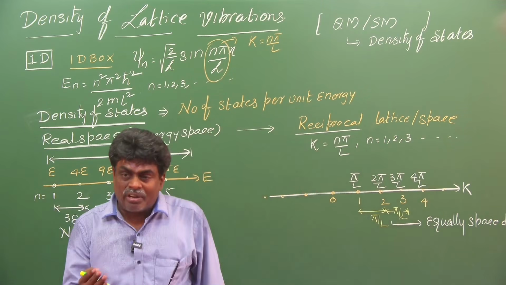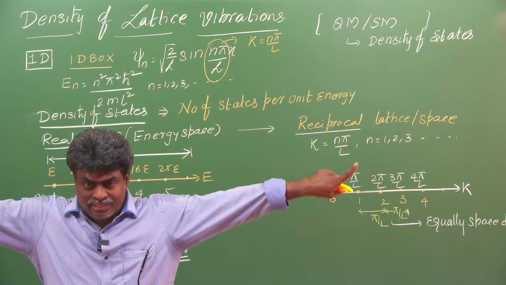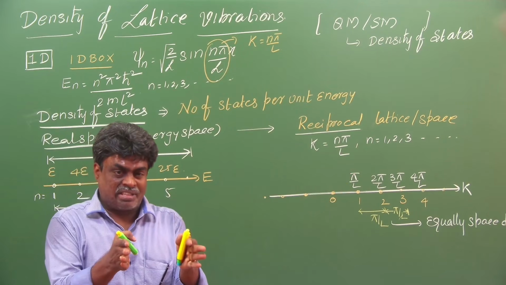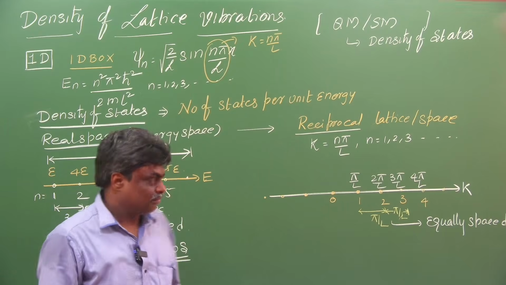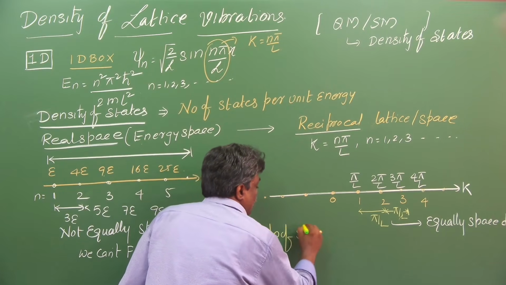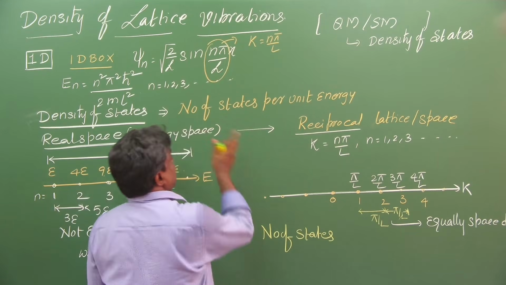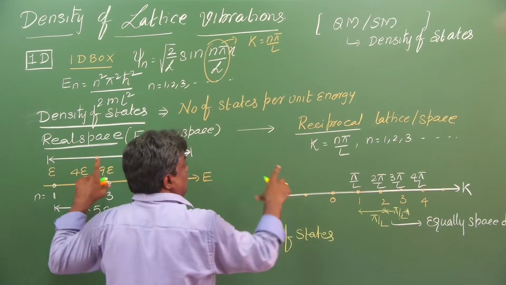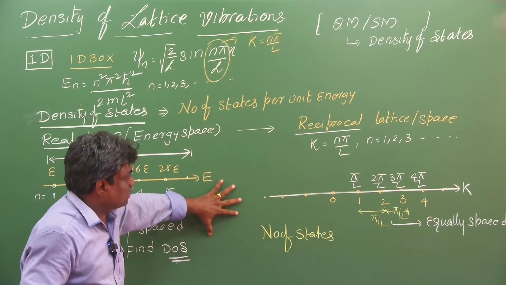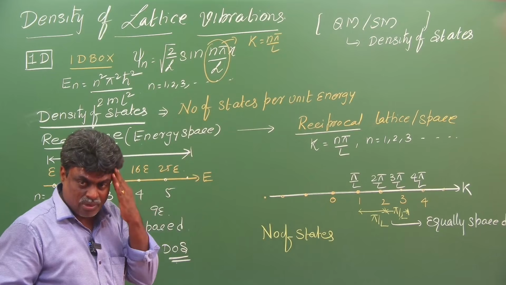Then what is the advantage? You need not count one by one. Take the total length divided by the spacing. Say yes or no? So that's why the number of states, again I will explain more clearly for SSP and SM. What is this discussion actually? Why are you choosing the reciprocal lattice? I hope everybody understands the reason for that.